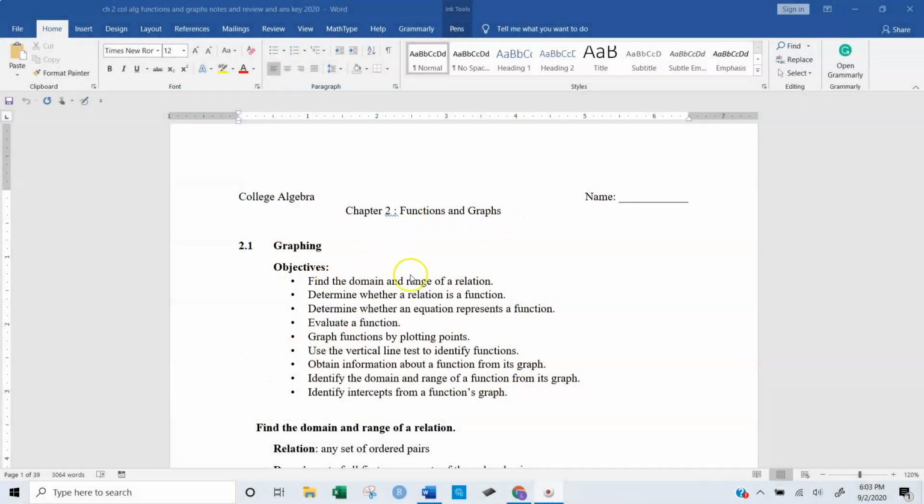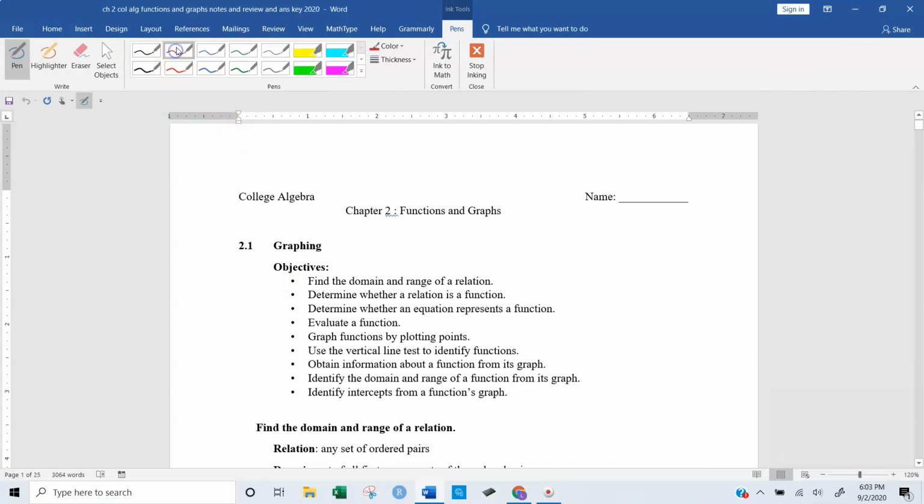All right, graphing. We're going to talk about domain and range. Sorry about that. So we've got domain and range.